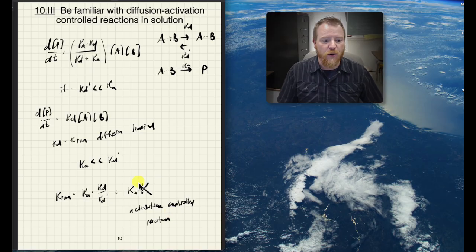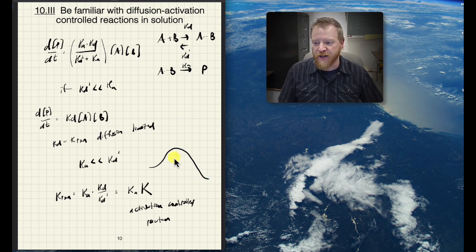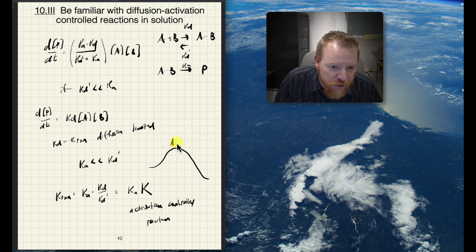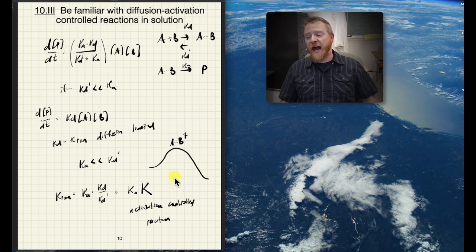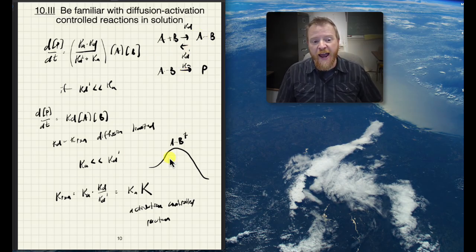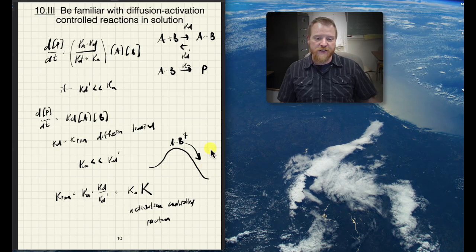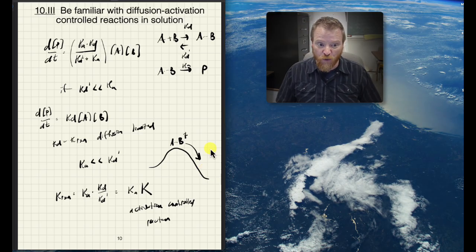So in other words, in this activation-controlled reaction, if we zoom in at the top of our activation energy, our encounter pair is sitting right there, AB. I'll write the double dagger right there. And so now what this indicates here is Kd prime, being much, much faster than Ka, we're limited by this encounter pair being able to turn over and go to products. So it is an activation-controlled reaction.